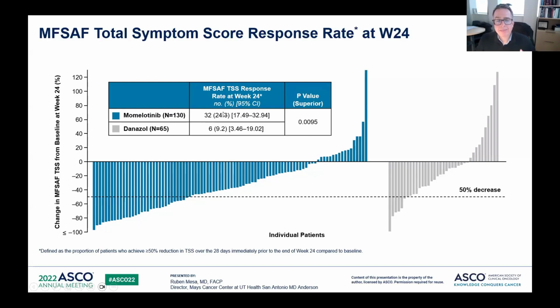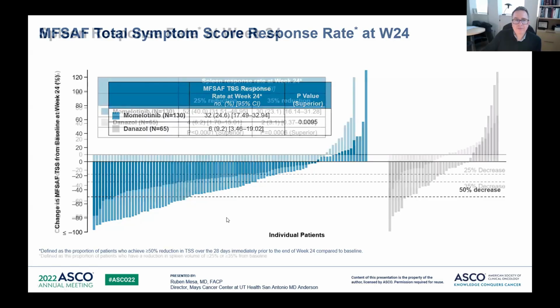25% of patients hit the mark of TSS 50 at 24 weeks versus 9.2% with danazol. And this is called a p-value. This gives us the statistical significance. That, I can assure you, is a very statistically significant p-value telling us that that wasn't random, that we saw that was clearly superior with momelotinib treatment versus danazol in terms of hitting better symptom improvement.